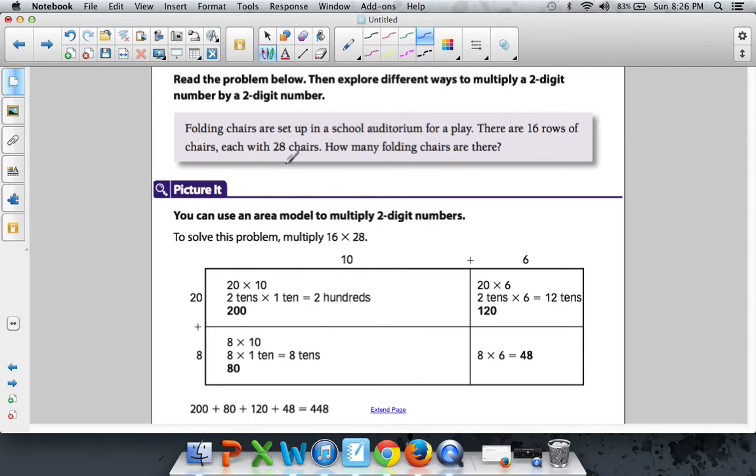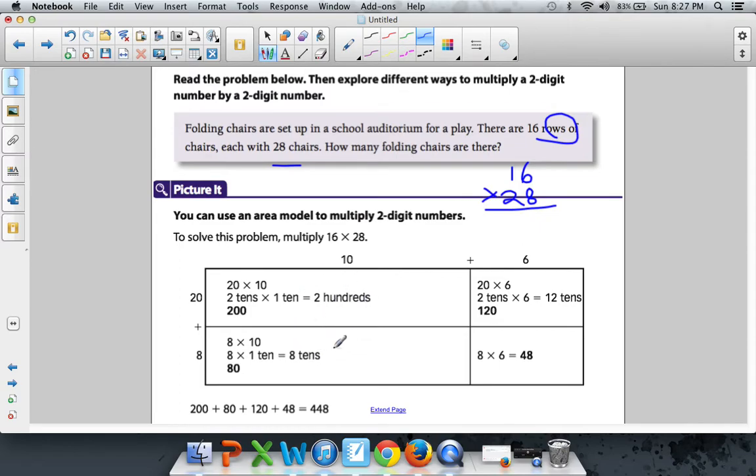Here we go. Folding chairs are set up in a school auditorium for a play. There are 16 rows of chairs, each with 28 chairs. How many folding chairs are there? This is a multiplication problem. Whenever a math problem says rows, be prepared to multiply or divide. And in this case, it's multiply. 16 times 28. Now this is new and different, because you've got two-digit numbers. To solve this problem, multiply 16 times 28.